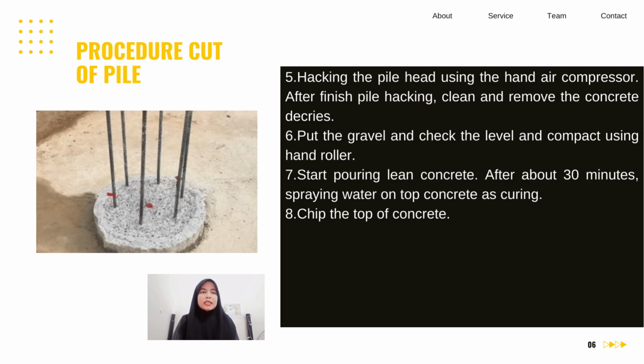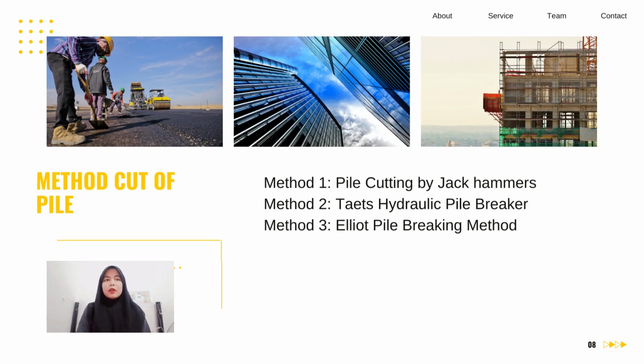After about 30 minutes, spray water on the top of the concrete as curing. And lastly, chip the top of the concrete. For the method of cutting the pile, we have 3. Method 1, pile cutting by jackhammers. The second method uses a hydraulic pile breaker, and lastly, a light pile breaker method.